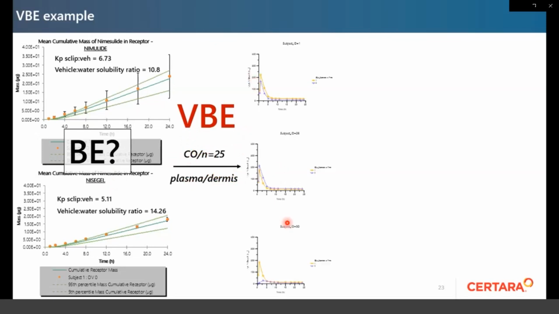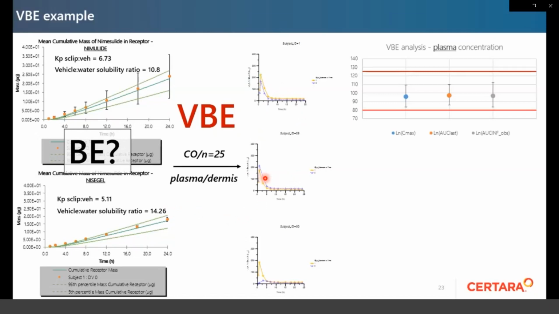So what you can see here are examples of predicted amounts of the drug in the dermis after the application of these two different formulations. These data were taken to Phoenix and analyzed with the built-in bioequivalence module. And what we have at the end of the day is the result of the virtual bioequivalence study. In this case, what I'm presenting is the plasma concentration. As you can see, the average ratios for nimolide and nisogel, and their 90% confidence intervals, fit within the acceptance criteria.